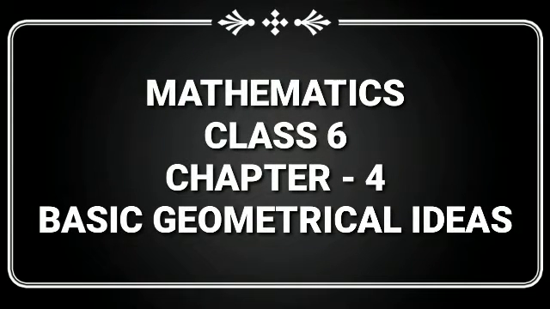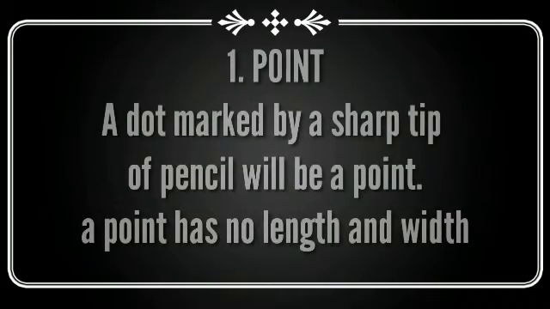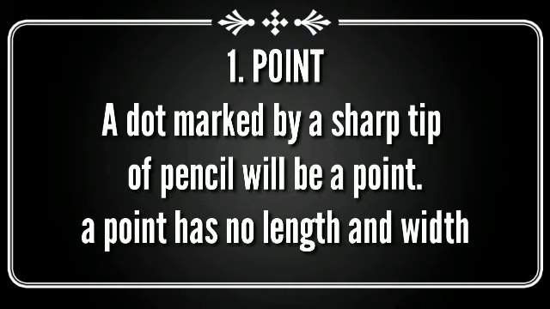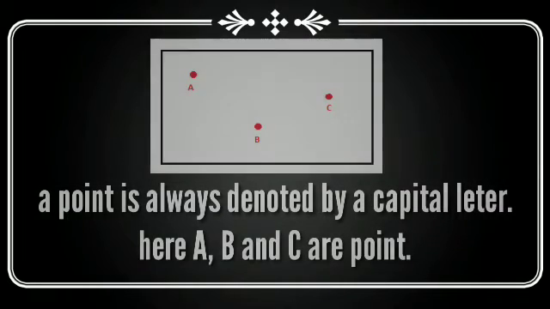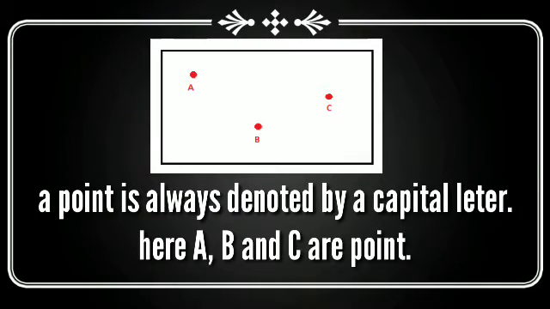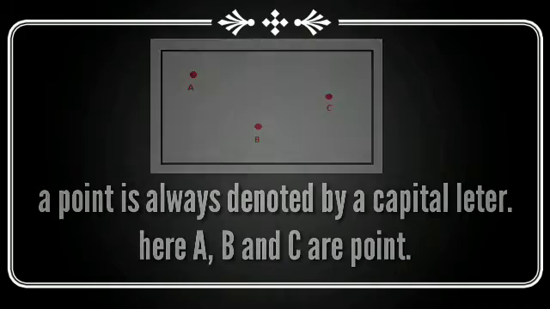Hi student, in this video today we are going to study mathematics class 6 chapter 4, basic geometrical ideas. Firstly, I am going to the topic 1, point. A dot marked by a sharp tip of a pencil will be a point. A point has no length and no width. A point is always denoted by a capital letter. Here A, B and C are points in the given pictures.